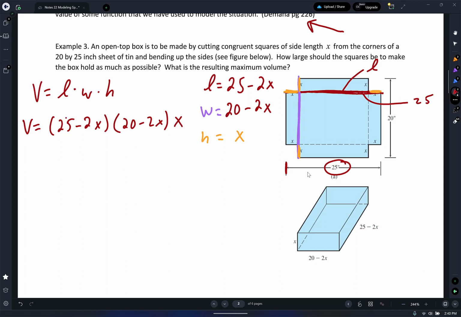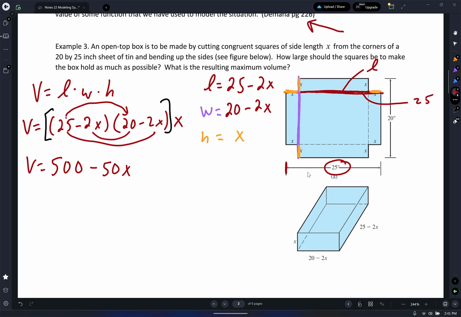Here we go. I'm just going to worry about these two right now, and then in the very end, I will multiply by X. What's 25 times 2? 50. So 25 times 20 must be 500. See? 25 times negative 2X, I wrote minus 50X. Negative 2X times negative 20 is negative 40X. Negative 2X times negative 2X is positive 4X squared. Perfect. Remember, don't forget, you still have an X on the outside.